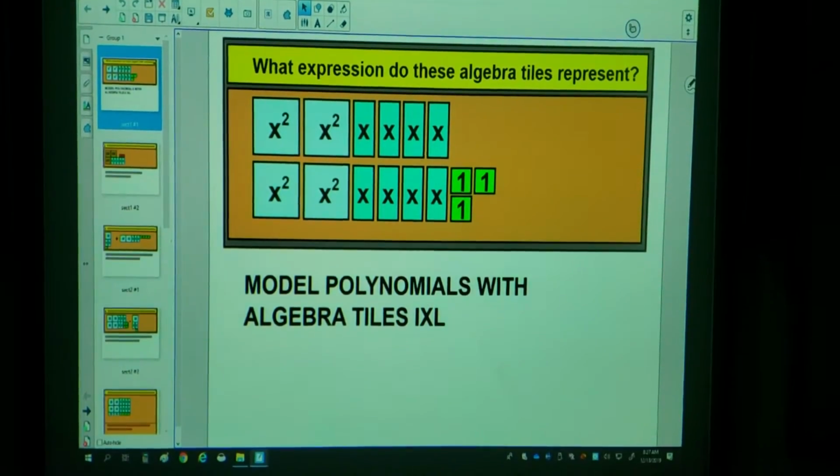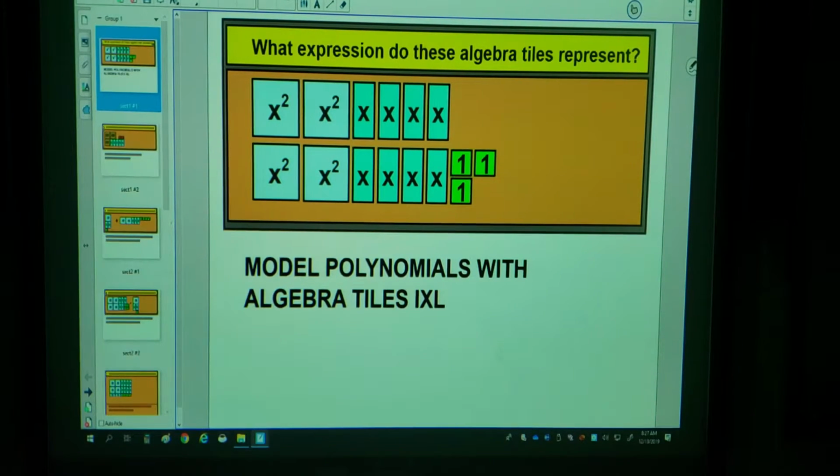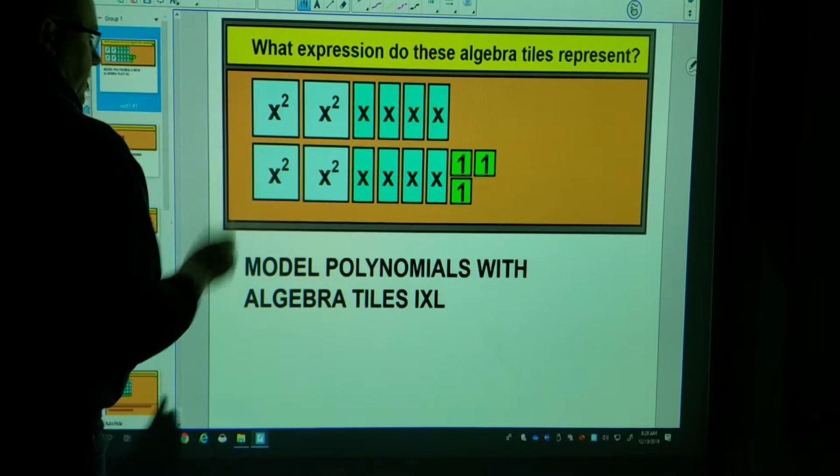Okay, this is the video to demonstrate how you'd use algebra tiles to demonstrate a few polynomials. We're also going to look at how you'd add and subtract polynomials, and also how you would multiply binomials with these. So these will link in very closely with IXL objectives, and the first one we're going to look at is currently Z2.